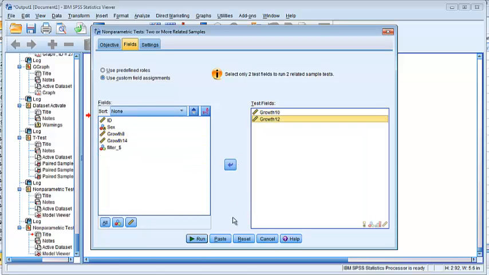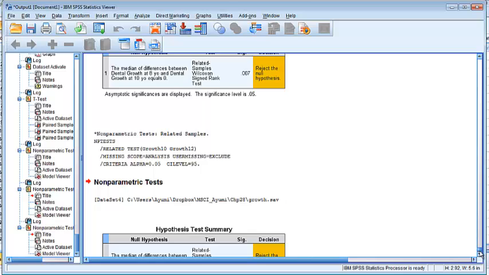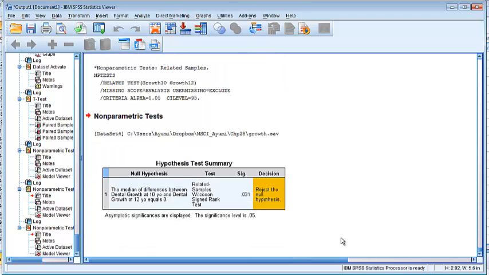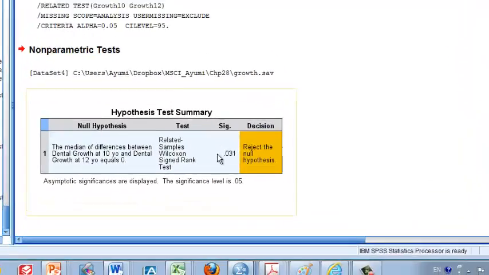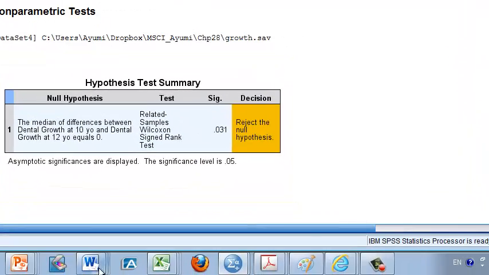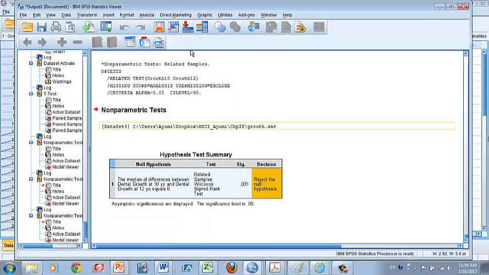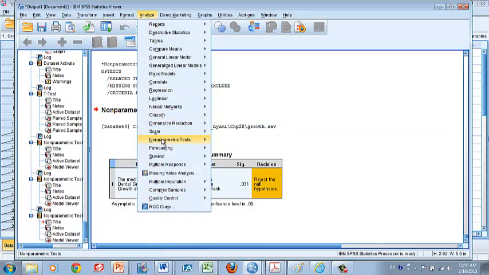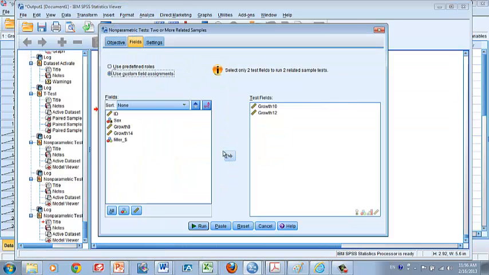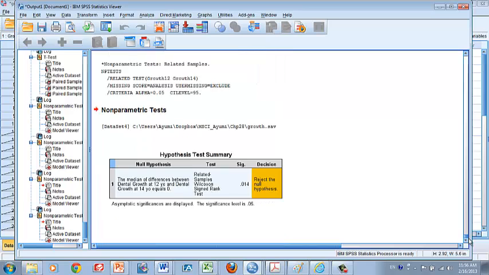10 and 12. So this is not the Mann-Whitney test, this is the Wilcoxon signed rank test, and the p-value is 0.031. Okay. And then again you repeat this analysis comparing 12 to 14. So you can do nonparametric tests for paired data.